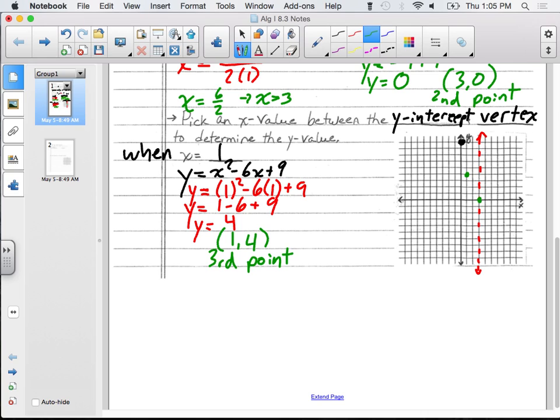All right, so far we've found 3 points. These last 2 points that we're going to find, we're going to use symmetry to find them. Symmetry means that whatever's on one side, if you flip it over our axis of symmetry, everything should be the same on the other side. So, let's check our y-intercept. How many units away from our axis of symmetry is that? 3 units, right? We have 1, 2, 3. So if we flip that over onto the other side of our axis of symmetry, how many units do you think another point should be? 3. So we go 1, 2, 3.